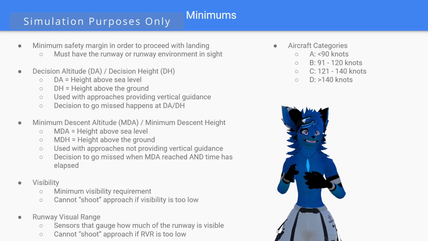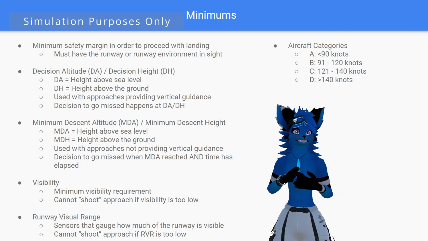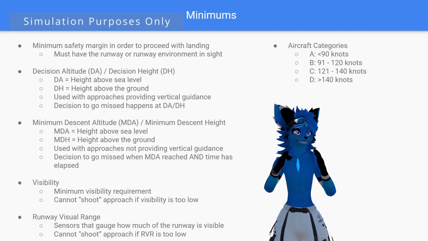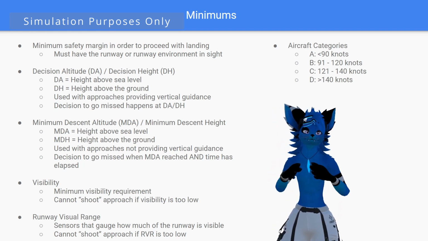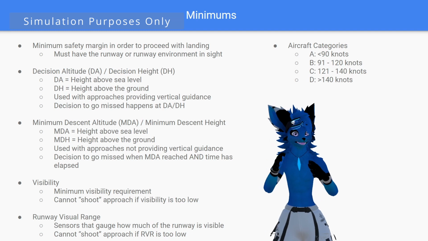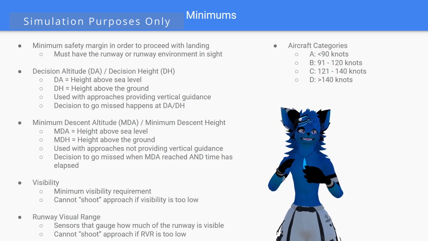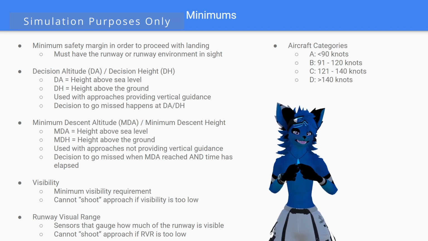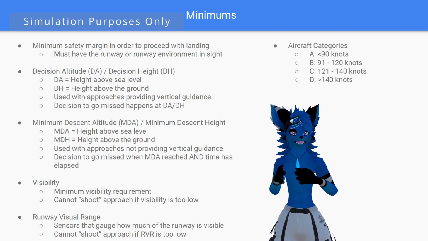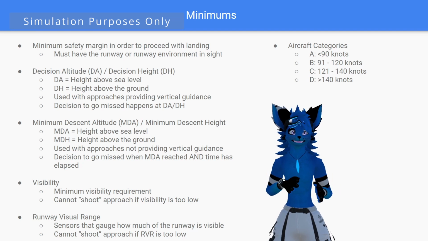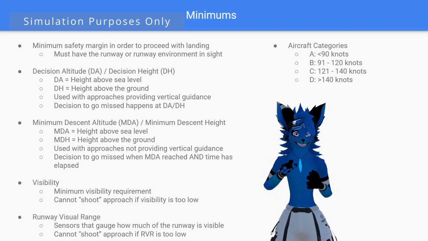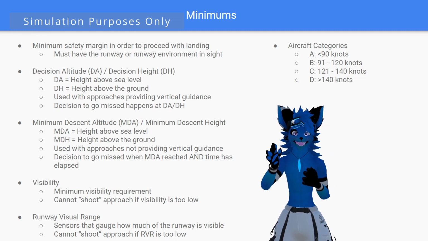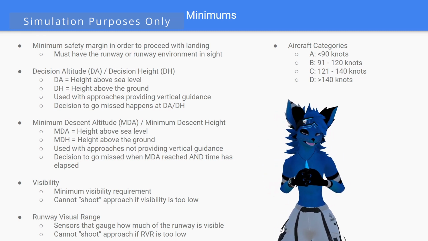So in order for you to proceed with your landing, you will either need to have the runway or the runway environment in sight. Precision approaches will have a decision altitude and a decision height. So the decision altitude is your altitude above sea level. Your decision height is your height above the ground. And both of those will be listed side by side. Your decision on whether you're going to execute the missed approach is going to happen at the decision altitude or the decision height. So when you descend down to your decision altitude, you don't see the runway or the runway environment. At that point, you're expected to fly the published missed approach.